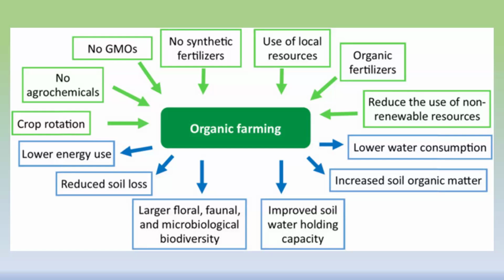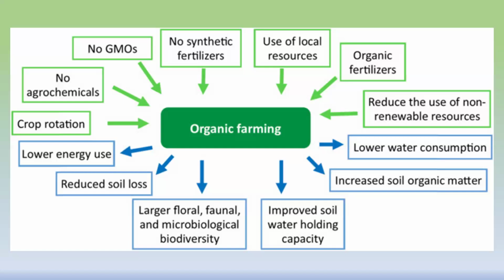So by organic farming, I mean that I use organic fertilizers, not pesticides. I use as many local resources as possible, no GMOs. Then you use as few non-renewable resources as possible, lower water consumption, and increase the soil organic matter, all to improve the soil quality. Rather than depleting it of the resources, I mean the organisms, you increase the quality of the soil. That is the focus of organic farming. Okay, people are going towards it.